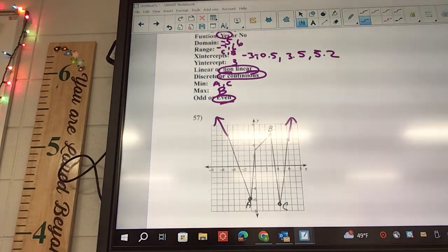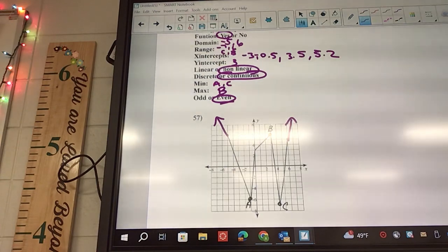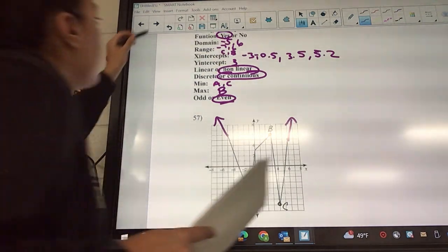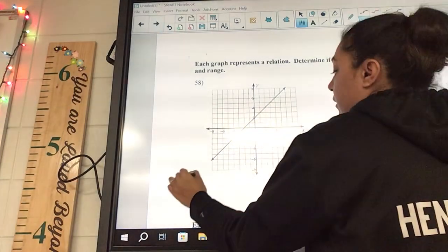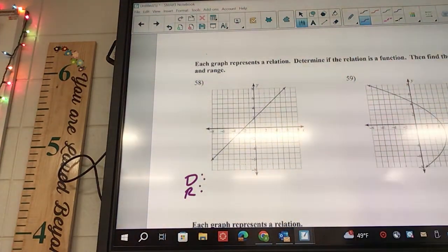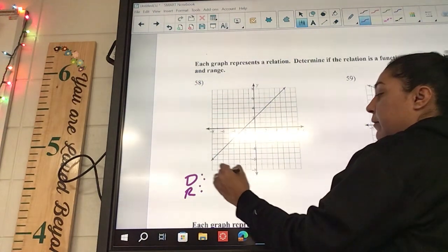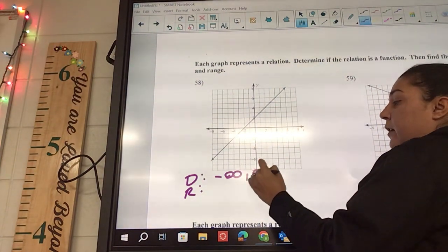And then last but not least, 58. Determine the domain and range. And is this a function? Yes. Okay, let's start. Domain and range. Where does it start on the left? Infinity. Okay, so infinity to where does it finish on the right? Infinity. What about the range?